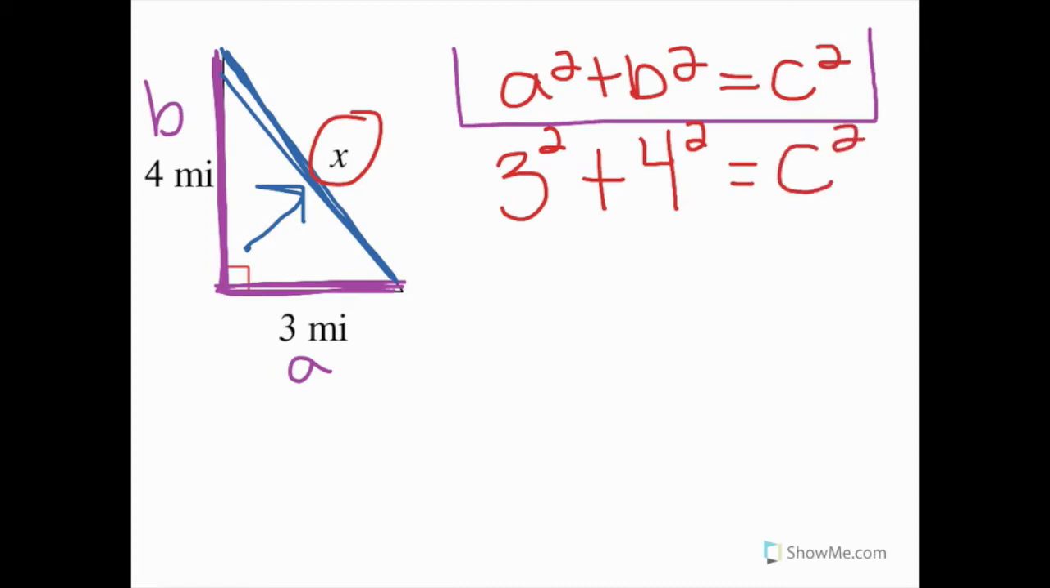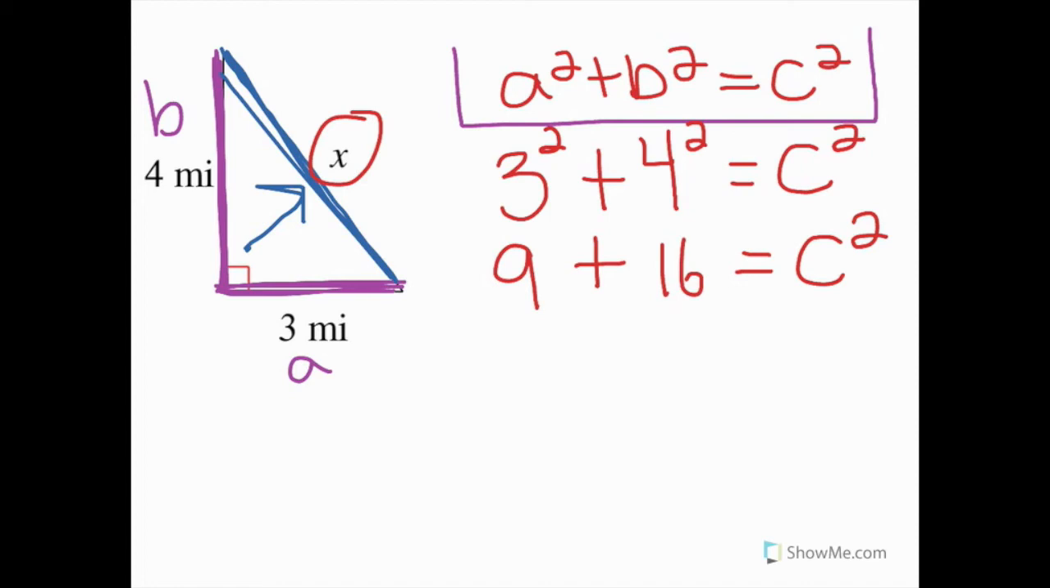Now don't make the common mistake. A lot of kids go, 3 times 2, oh, that's 6. No, that's not what that's doing. It's 3 squared, which means 3 times itself twice. So 3 times 3 is 9, plus 4 squared. 4 times 4 is going to give me 16. And then I'm just going to continue to bring down that C squared to keep myself organized.